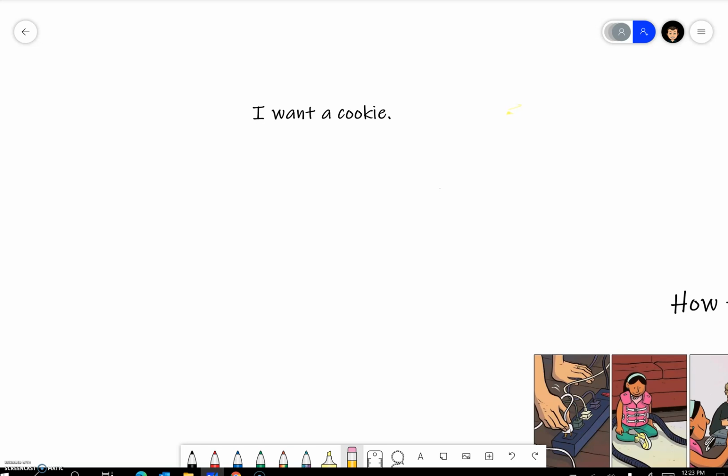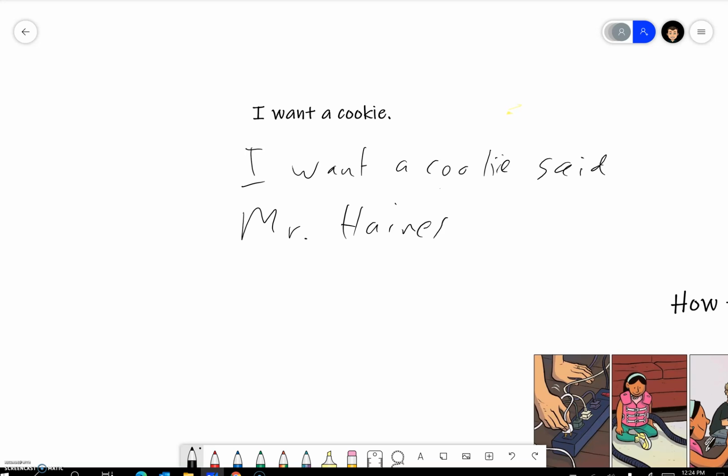If you just put the speech, though, the same as a graphic novel, then you're missing out on a lot of information that's important, like who said it and where they are. So it might be hard to follow your story, okay? So that's why it's important to write your speech like this, okay? So say I am saying I want a cookie. So I write, I want a cookie. And then after it, I'm going to include who said it, okay? So said Mr. Haynes. And now I know who said that in the story.